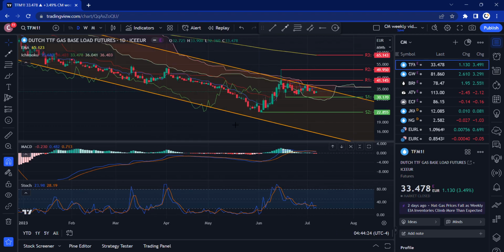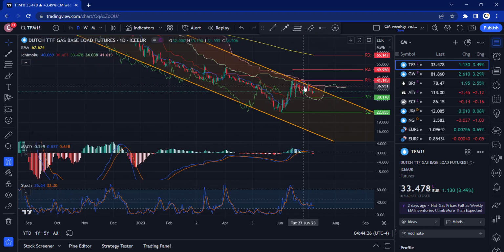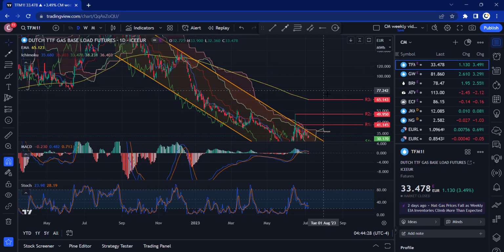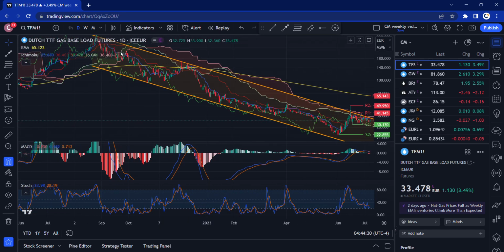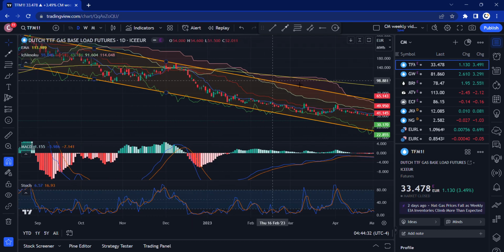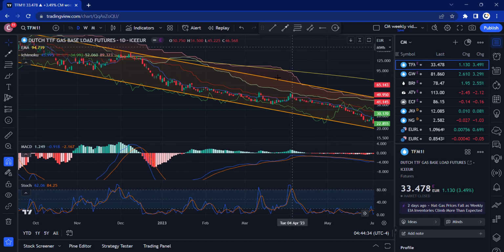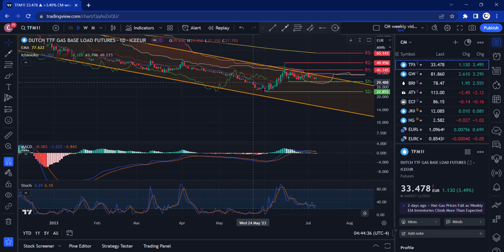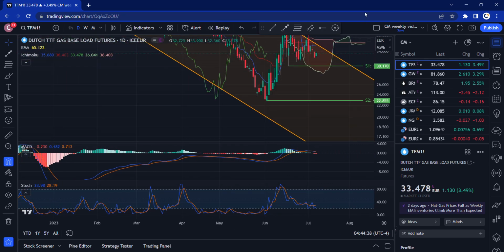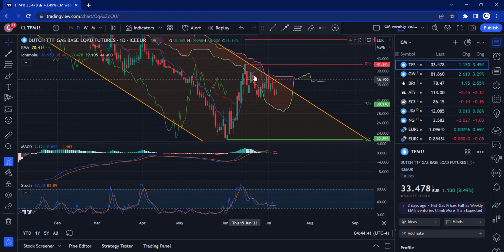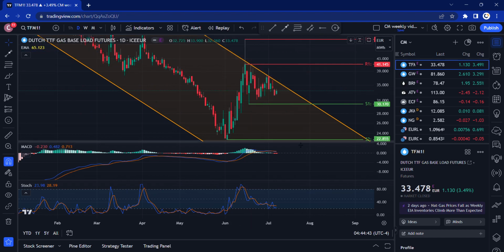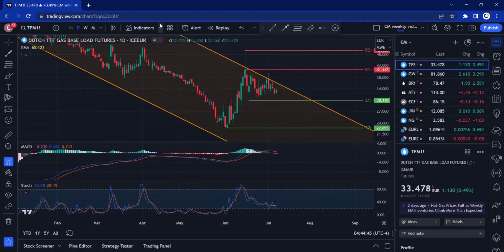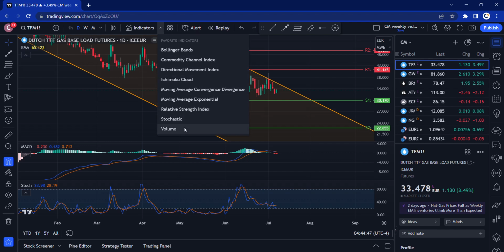Just for fun, I'm looking at the Ichimoku cloud. I know it's getting way too busy now, so don't do this. I'm just putting it on for fun. We can see that the price still remains below the cloud. Now we enter the sideways trend, which means you shouldn't use the Ichimoku cloud anymore. So we remove that. Anything else we can look at? I think that's about it.